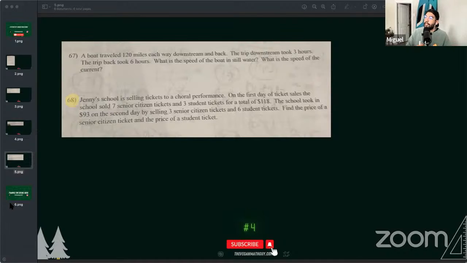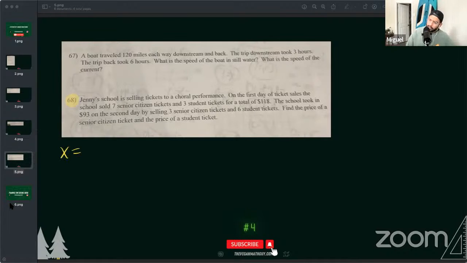On the first day of ticket sales, the school sold 7 senior tickets and 3 student tickets for a total of $118. If you recall, this looks very much like the blueberry and blackberry problem. And then the next one: the school took in $93 on the second day by selling 3 senior citizen tickets and 6 student tickets. Find the price of senior citizen tickets and the price of student tickets.